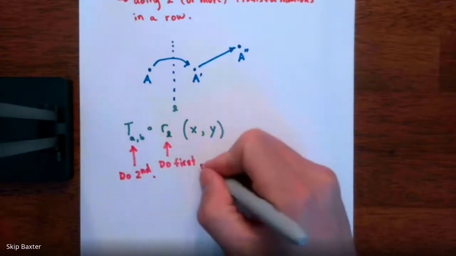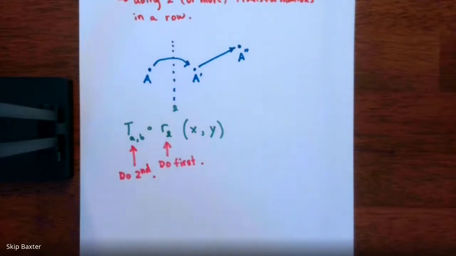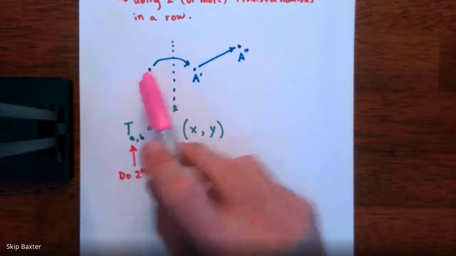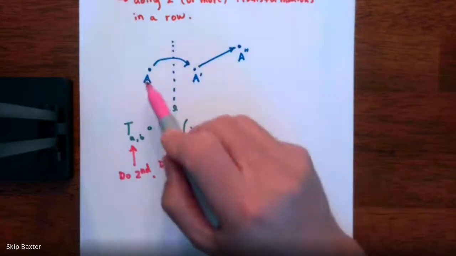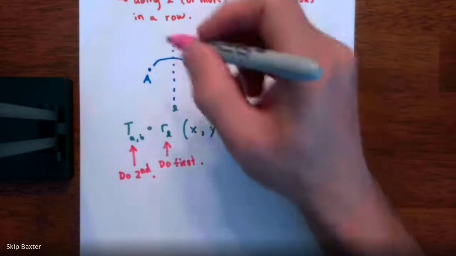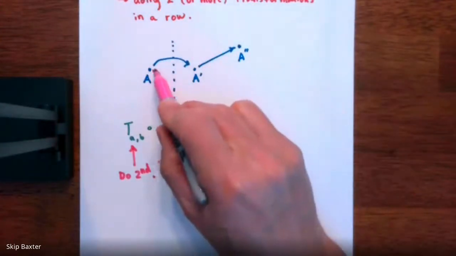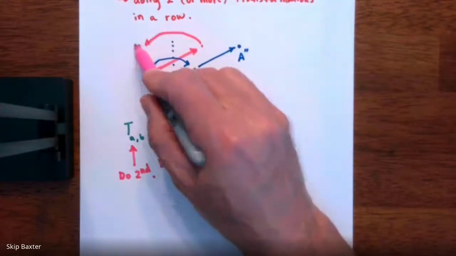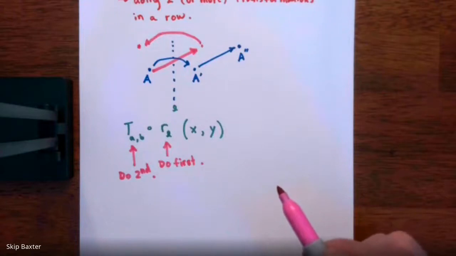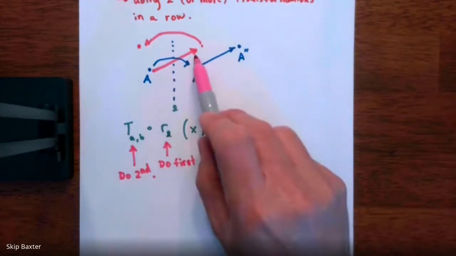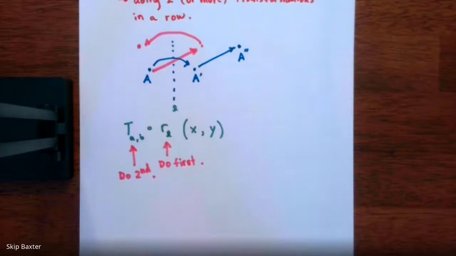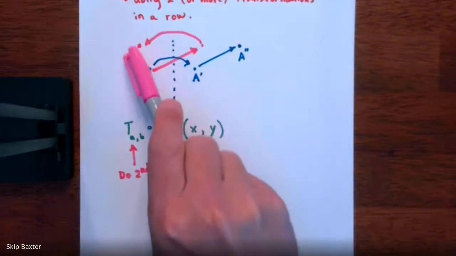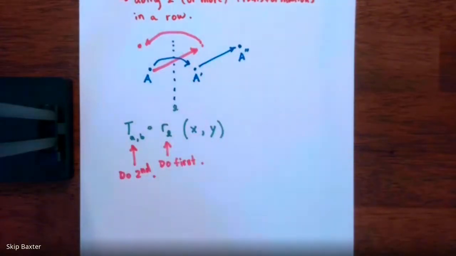Okay, and it definitely matters. In most situations, you'll get a different image if you do them in a different order. I mean, just look at this problem here. If I were to, instead of reflecting and then translating, translate it first and then reflect it, I would definitely get a different image point, right? If I were to translate the same amount and then reflect over the same line, but in the opposite order, I get a different point in the end.